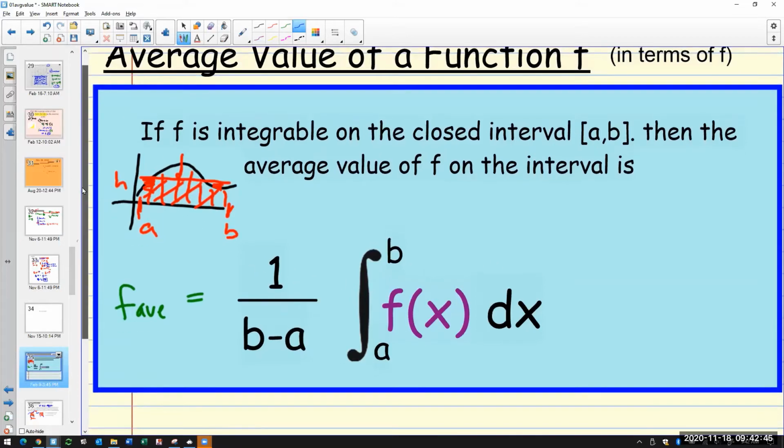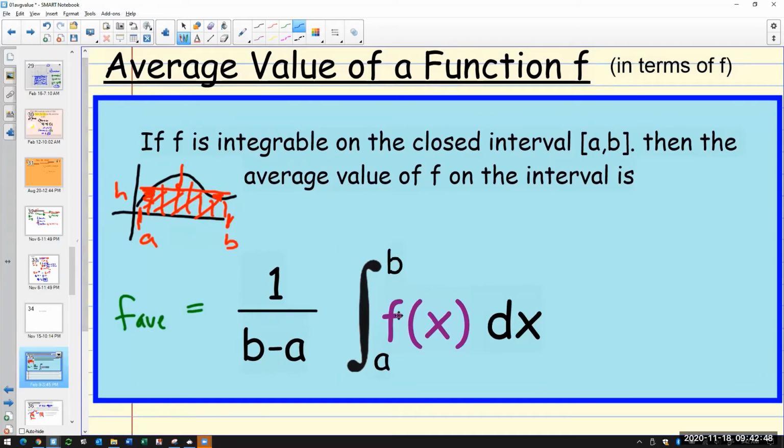You have this formula called average value. Okay, go ahead and write this formula here. This is a formula for average value. It's 1 over b minus a times the integral of f of x dx from a to b. Okay, this is average value. It's the 3rd formula on your 4th sheet.